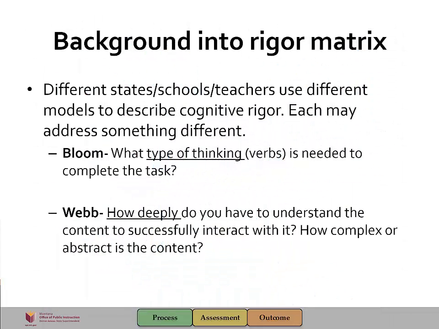Different states, schools, and teachers use different models to describe cognitive rigor. In short, what is the difference between Bloom's taxonomy and Norman Webb's depth of knowledge? For Bloom, it is what type of thinking, or the verbs that are needed to complete the task. In Webb's depth of knowledge, how deeply do you need to understand the content to successfully interact with it?